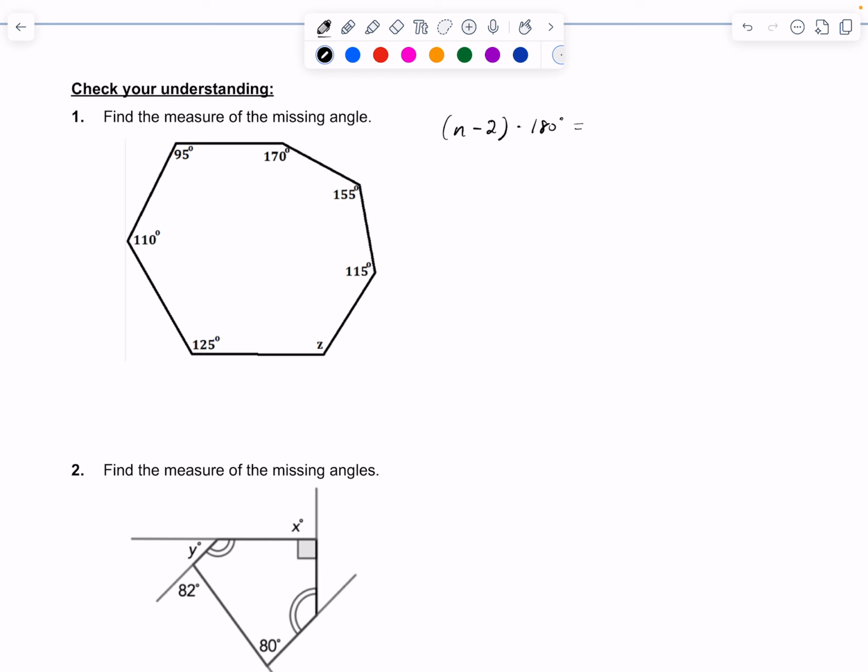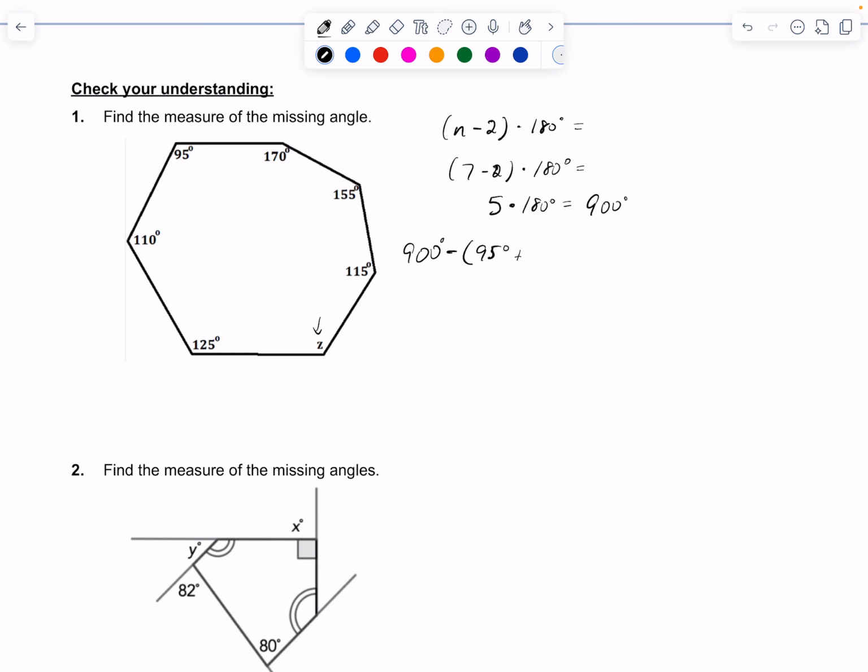So in this case, I have 1, 2, 3, 4, 5, 6, 7 sides, which is 5 times 180, which is going to be, I believe, 900 degrees. Okay, so that is the sum of the interior angles, but I'm missing one here, so I'm going to add up all of the other ones and subtract it from 900 degrees. All right, so I'm going to add up, let's go least to greatest.